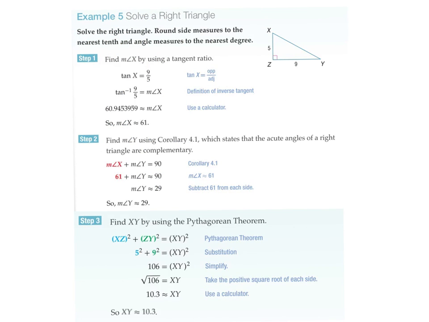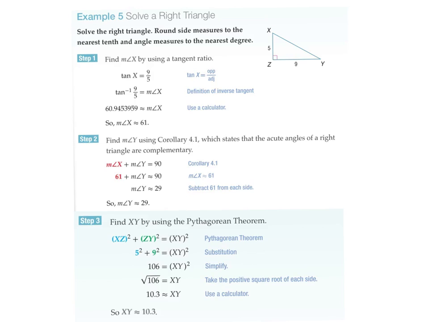And here's a typical type of SAT, ACT question. It's asking you to solve the right triangle, round side measures to the nearest tenth and angle measures to the nearest degree. In other words, you've got to find the two missing angles and the missing side. Okay, and it's entirely up to you where you start.